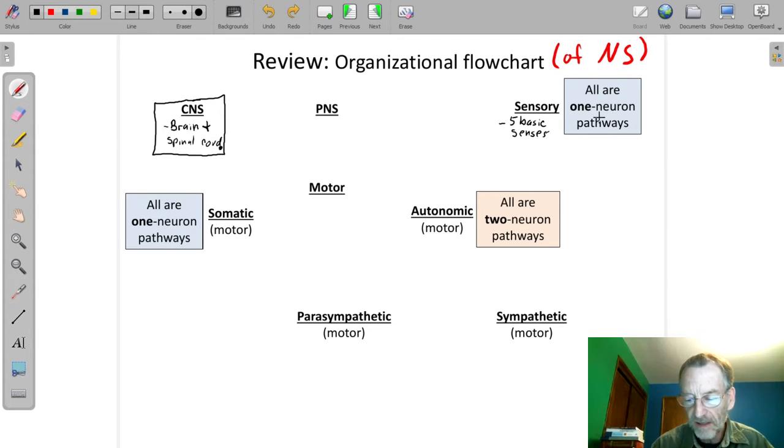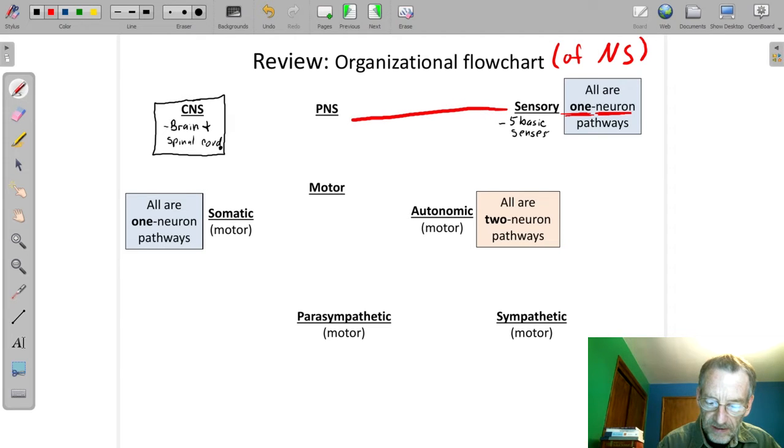And we'll come back to this idea of the number of neurons in a pathway. But all sensory pathways are a single neuron until you get into the CNS. And then the number of neurons, of course, explodes. So let's send sensory information through the PNS into the brain.